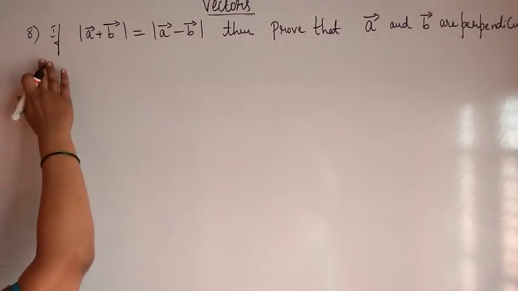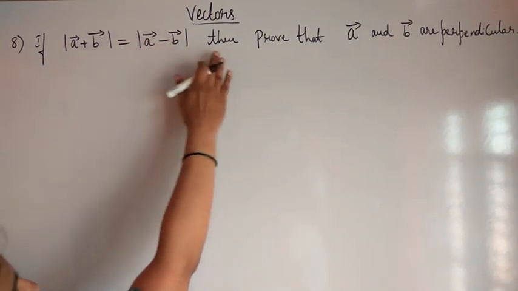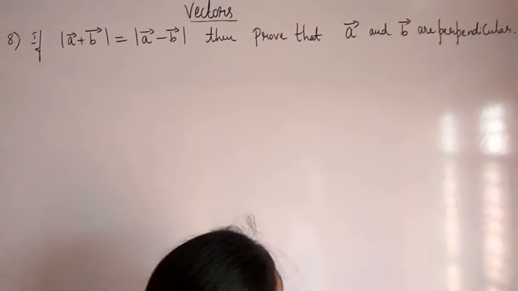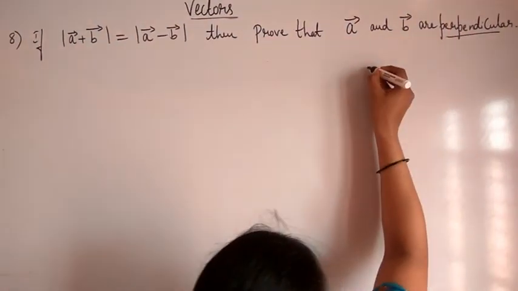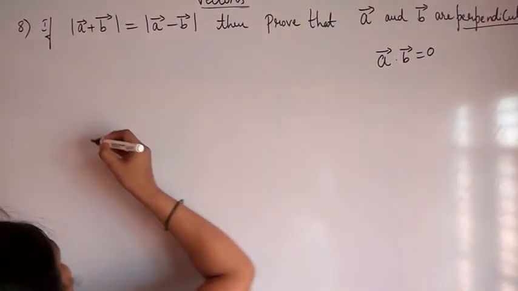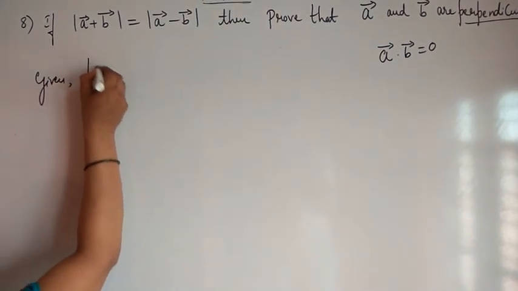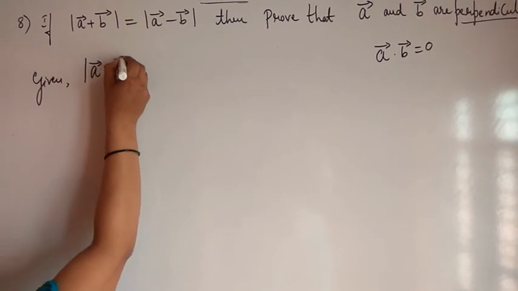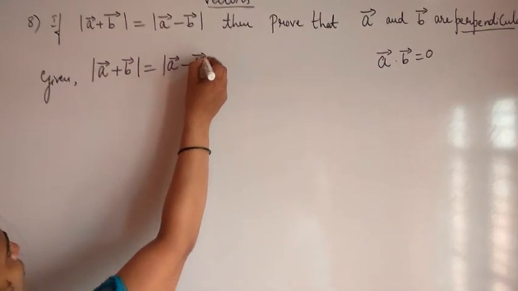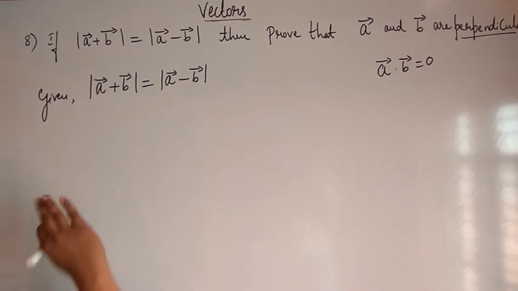So next is, if magnitude of vector A plus B is equal to magnitude of vector A minus B, then we have to prove that vector A and vector B are perpendicular. Perpendicular means the dot product of these two vectors is equal to 0. So here given magnitude of vector A plus vector B equals magnitude of vector A minus vector B. There is no formula to use here, right? So let us square on both sides.